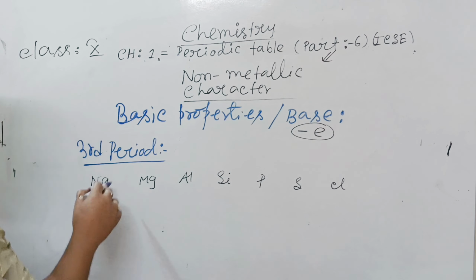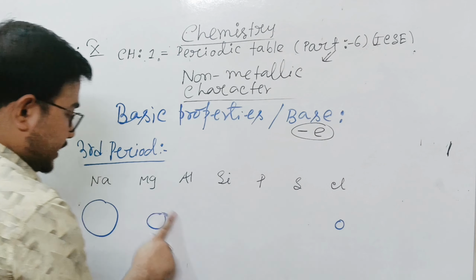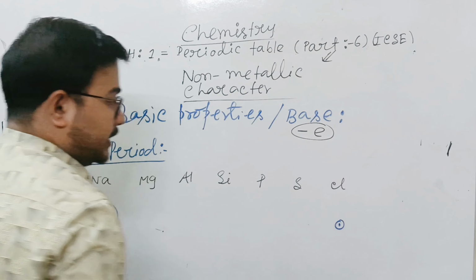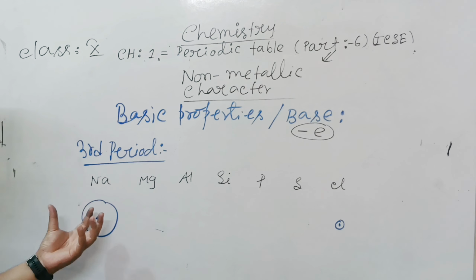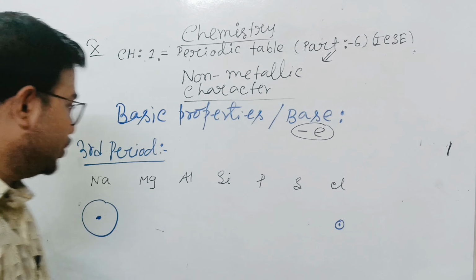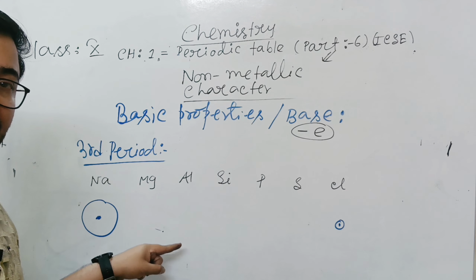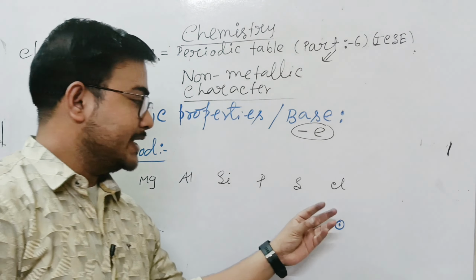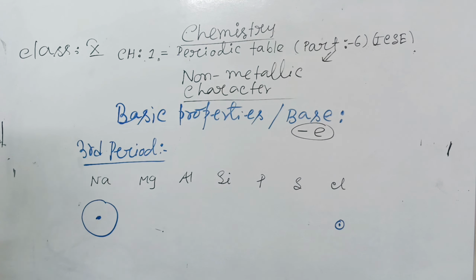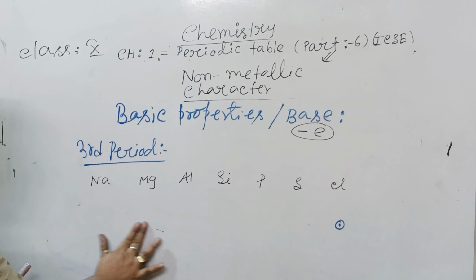All of you know, as you move left to right, radius slowly decreases. If you consider the radius of sodium and the radius of chlorine, sodium has a bigger radius than chlorine. So sodium has a tendency to lose an electron. Here the radius is small, so more attraction, it cannot lose the electron. So which one is base? This is base. Okay, understand all of you?